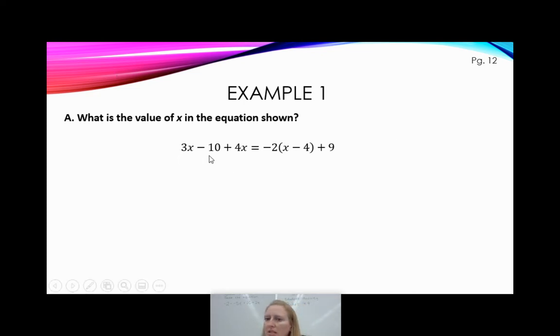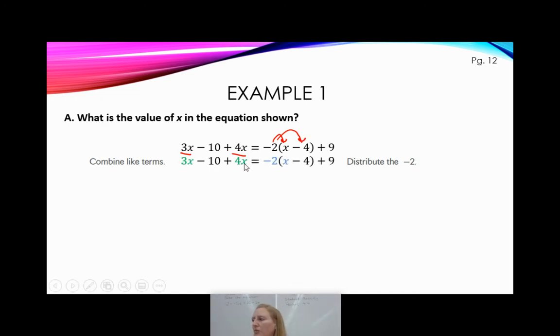First thing I notice is like terms, right? I've got the same terms on both sides there. So I'm going to do 3x plus 4x. The other thing I notice is that there's some distribution I can do, right? So I'm going to go ahead and distribute that -2. 3x plus 4x is, of course, 7x. -2 times x is -2x, and -2 times a -4 is a positive 8.